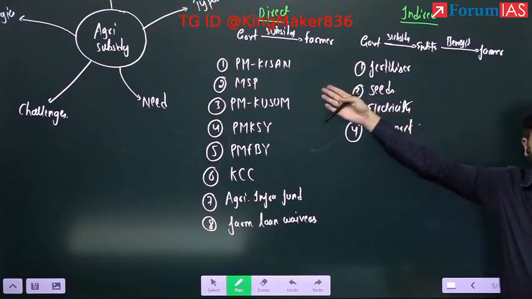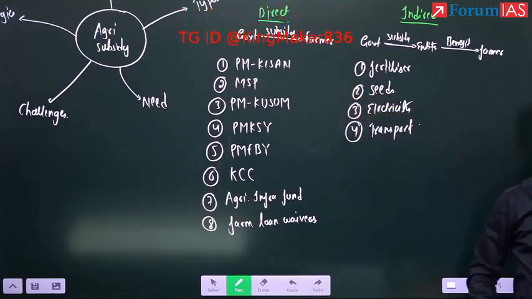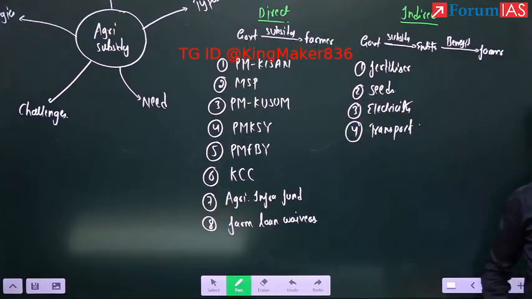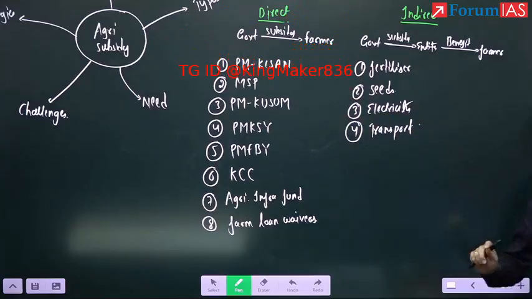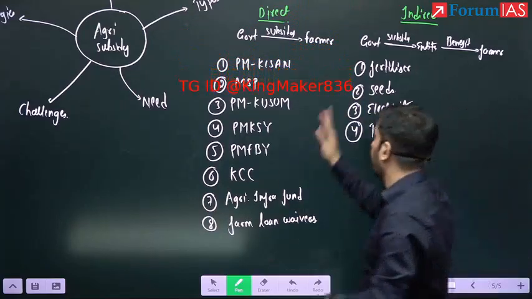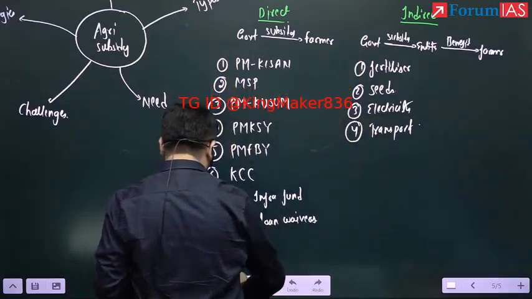FRP is like MSP only, no? Yes. Till here it is clear? Okay. So transport subsidy is also provided. It is like an indirect subsidy.